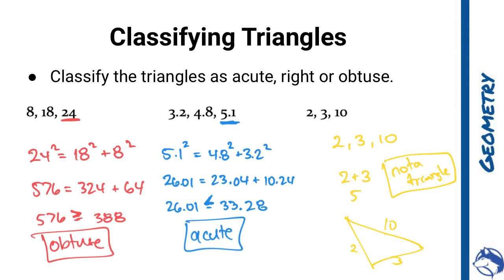For more examples on that, we're going to cover these later in the year. You're not going to have to worry too much about those. But if the two sides do not add up to at least the third side, then we know that this is not a triangle. So that's important to note.